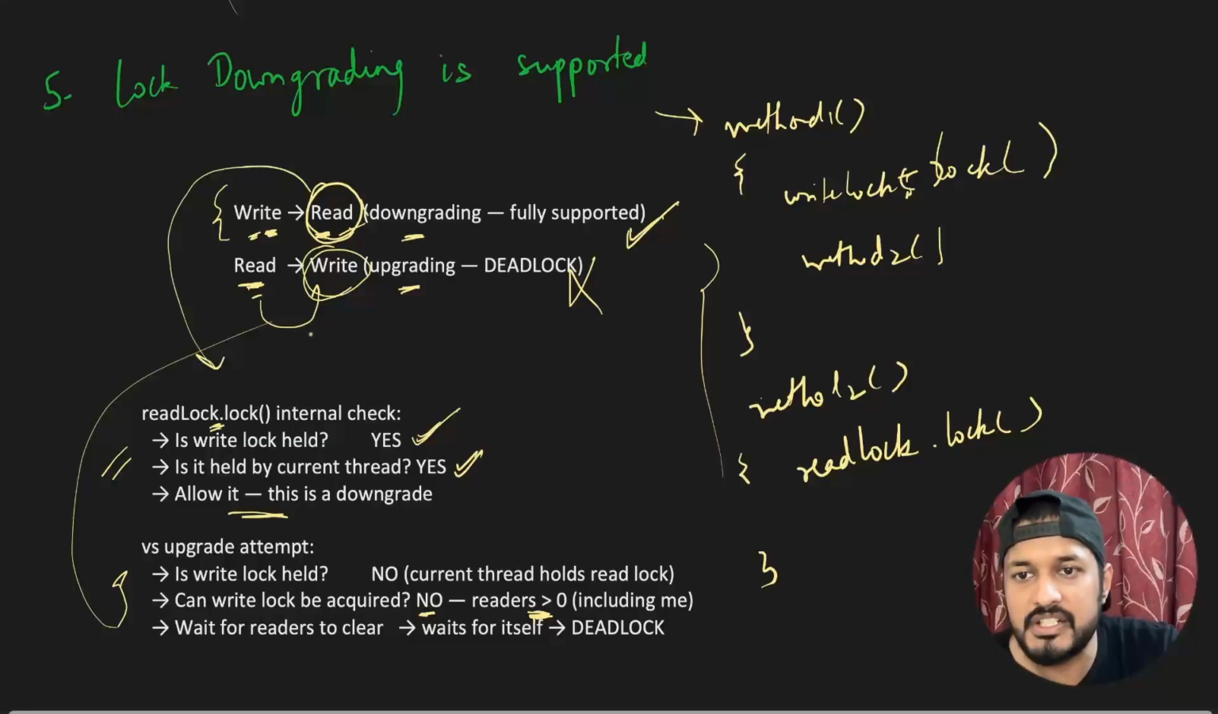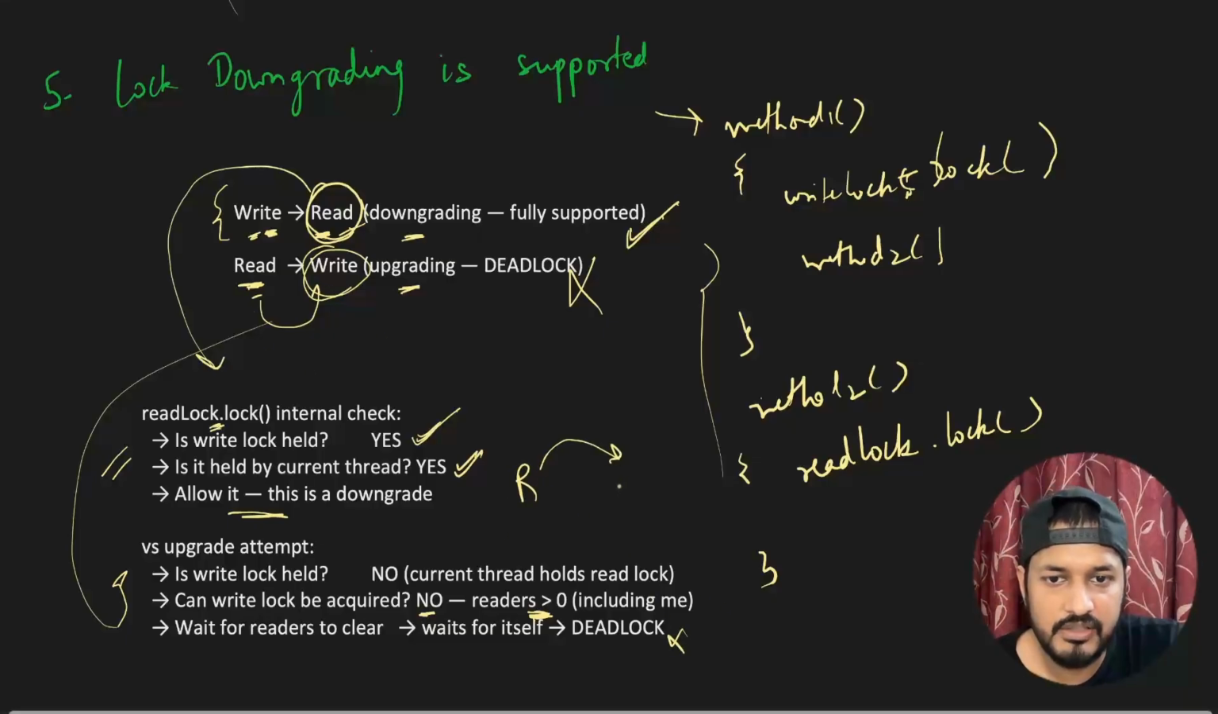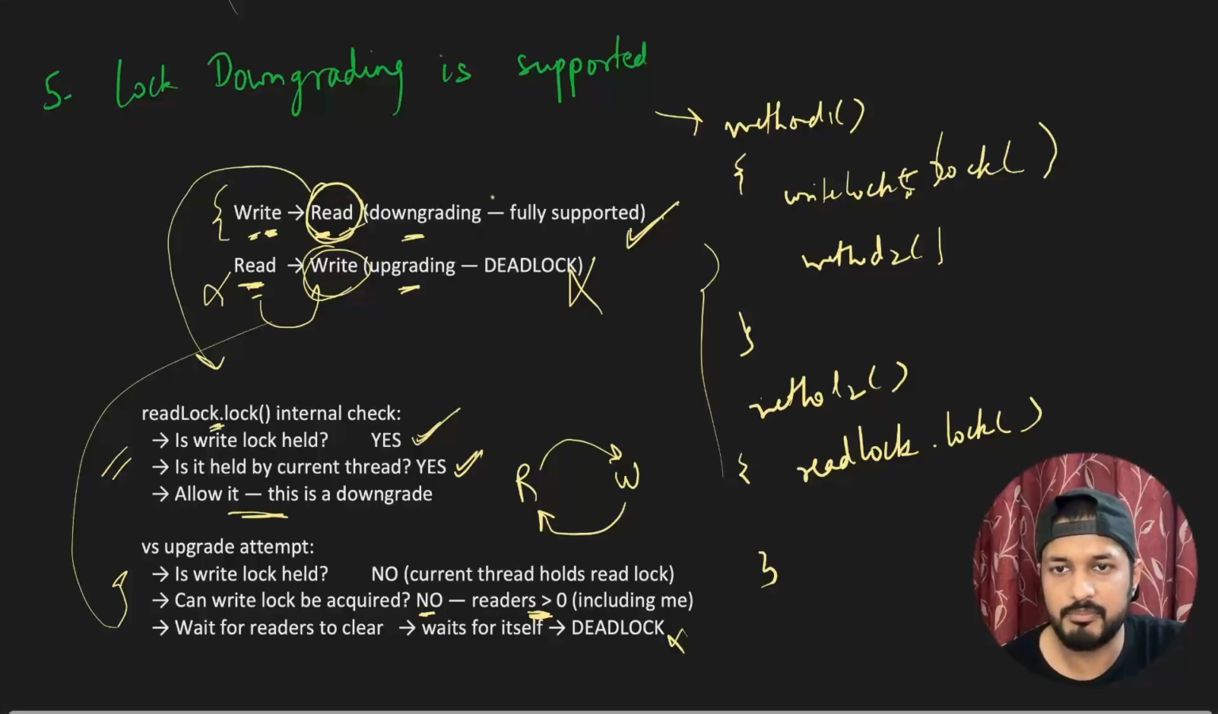Therefore, it will wait for the readers to clear. It will wait for itself to release the read lock. But since you are already waiting on the write lock, there is a deadlock. Correct? So the read lock is waiting for the write lock, and the write lock is waiting for the read lock to be released. And therefore, this is not supported, but lock downgrading is supported.